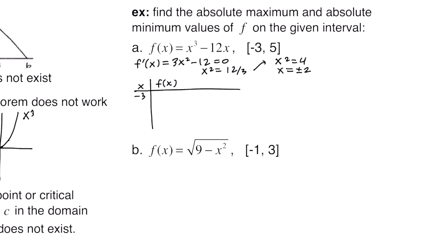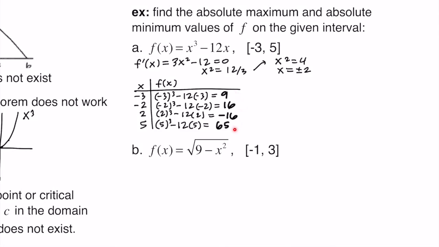We have -3, -2, then we have +2, and then finally +5. And we're plugging all of those into f to see which one produces the largest and the smallest value. So first we're starting with x equals -3. We're going to plug it into our function for x, and you get +9. Next we're going to plug in -2. When we plug in -2, we get 16. Next we're going to plug in 2, and we get -16. And finally we're going to plug in 5.